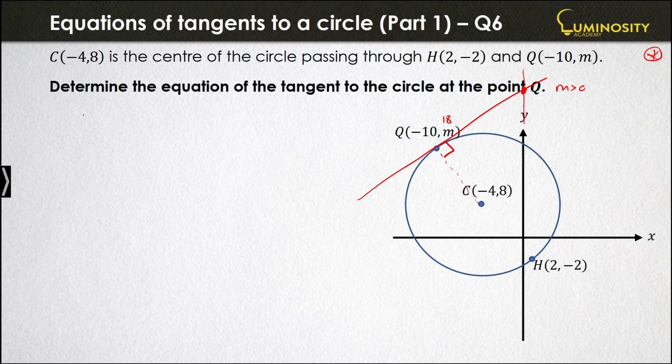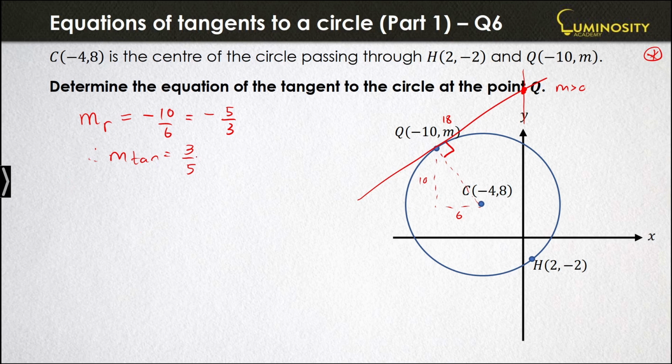Now I'm going to work out the gradient of the radius. From -10 to -4, that's 6 units across, and then from 18 to 8, that's 10 units down. And you can see the gradient of the radius is going to be negative, because it's decreasing from left to right. So it's going to be -10 over 6, which simplified is -5 over 3. Therefore, the gradient of the tangent line, using the property that the tangent and the radius are perpendicular, is 3/5, because when you multiply those two together, you get -1.